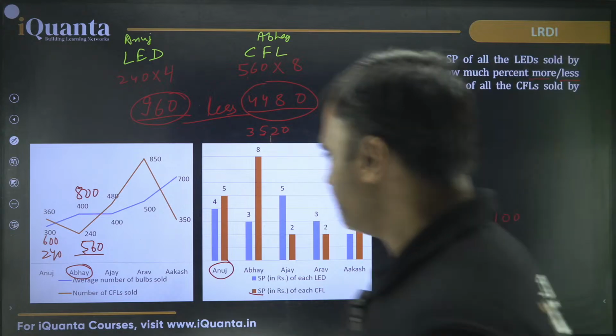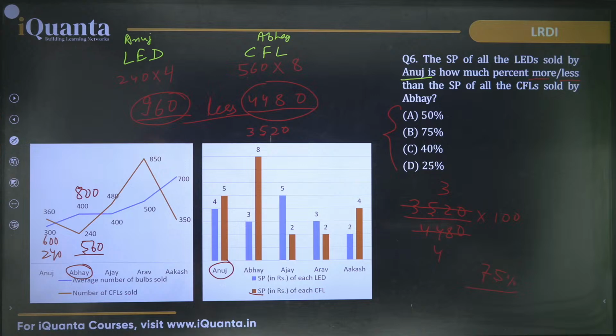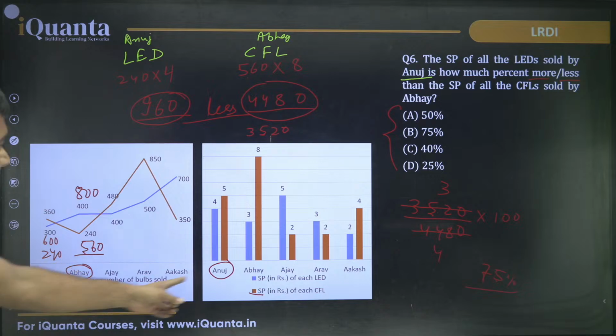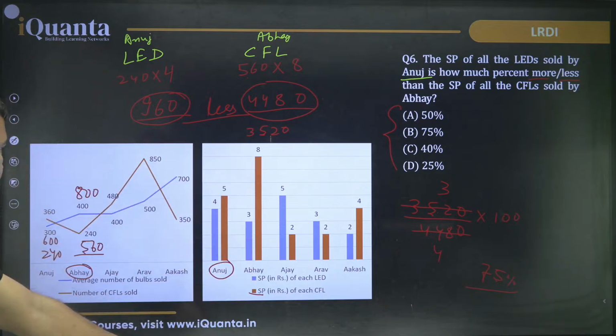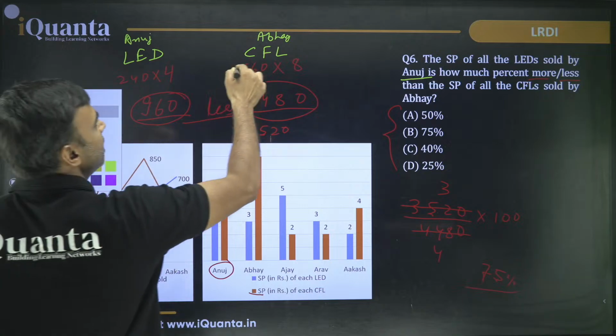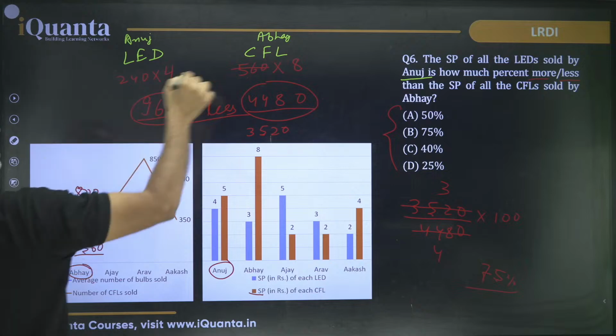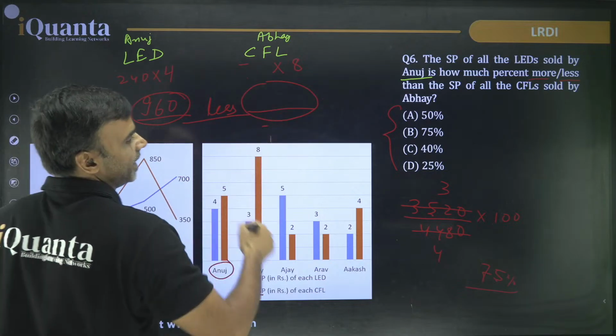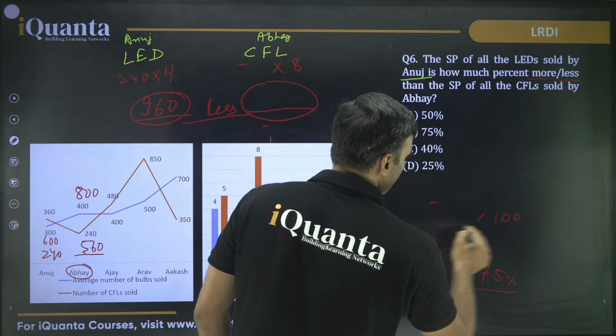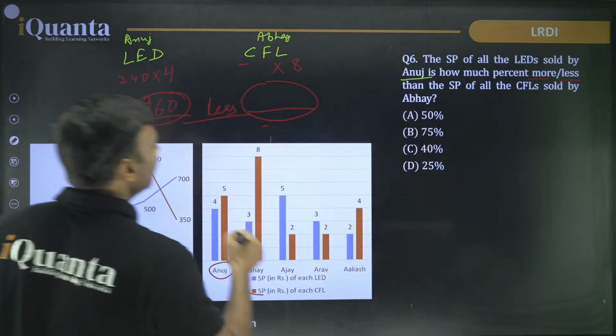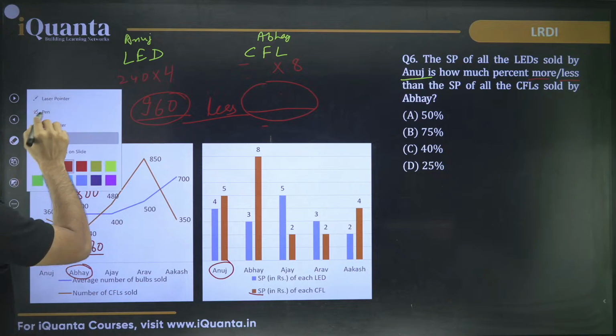Did I read it wrong? Again, 240 into sold by Abhay. Did I make any mistake in reading it? Abhay's price is 8, right? Each CFL. I took the price of LED instead of CFL. Okay, I get it. I took the price of LED, right? That's where the mistake happened.